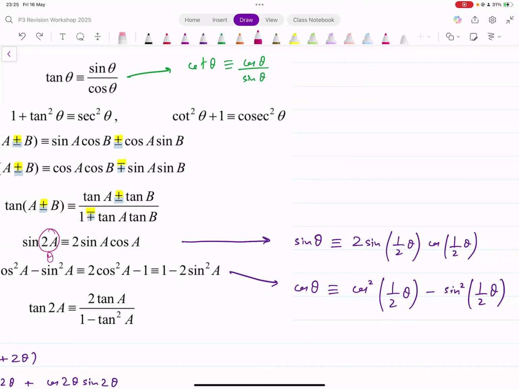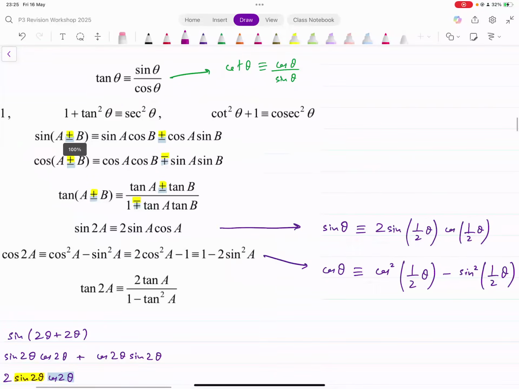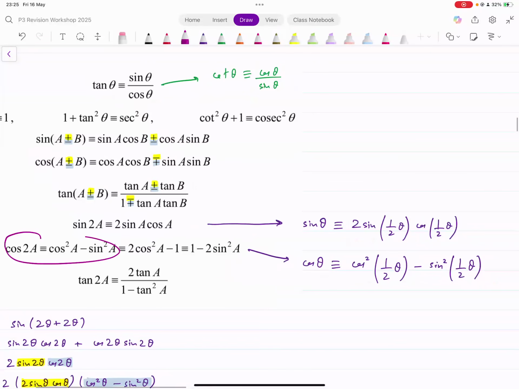So what's half of theta? That's half theta. So this identity also tells us that sine of theta can be written as 2 sine of half theta into cos of half theta, right? So that's something that you'll have to do in some more complicated problems as well. Similarly, for cos 2a, we know that cos 2a is cos square a minus sine square a, right? We could say cos of theta could be cos square half theta minus sine square half theta. We could use this identity like this as well here.